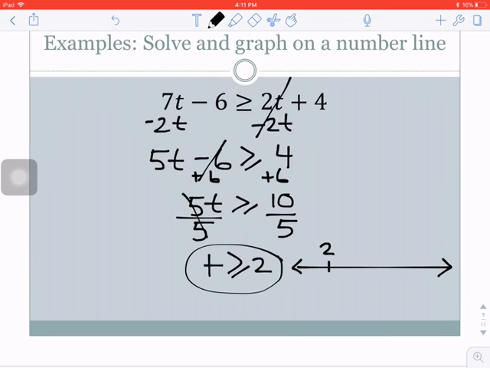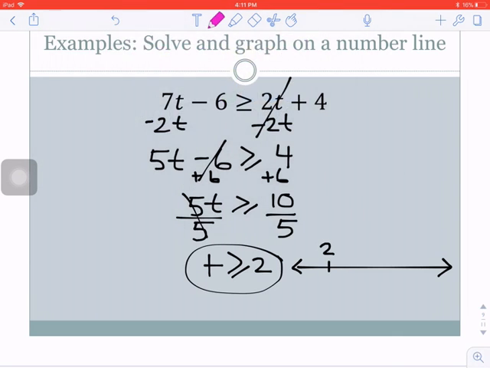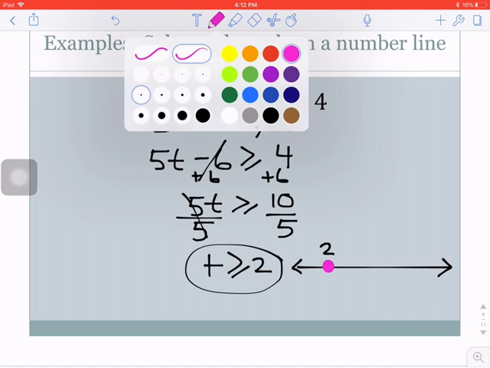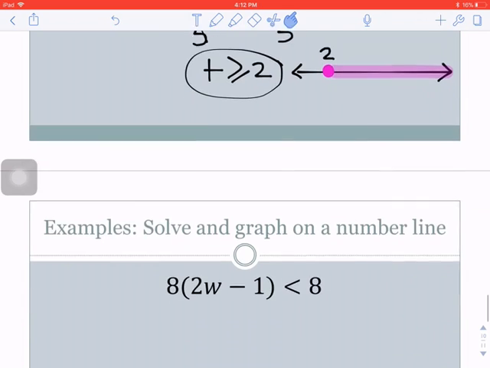So I'm going to shade to the right. That's why I put my number a little bit closer to the left, just so I have space. And it's equal to, so let's make sure we add that to our picture here. It is a filled in dot. And then you're going to shade to greater than, so to the right. All right, let's do another example.